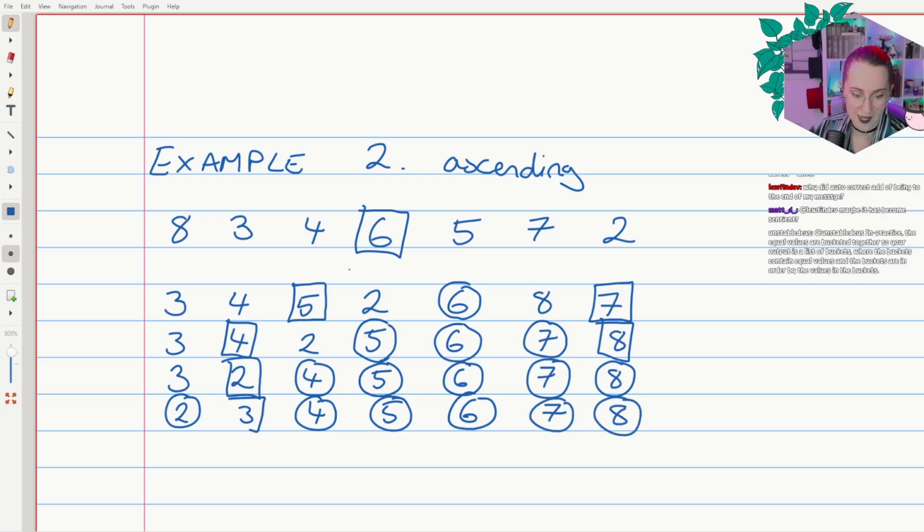And 3 is the only number that has not been a pivot yet. So they've all been chosen. We can stop. 2, 3, 4, 5, 6, 7, 8 is our final list, which is quite nice. There we go. We did it.